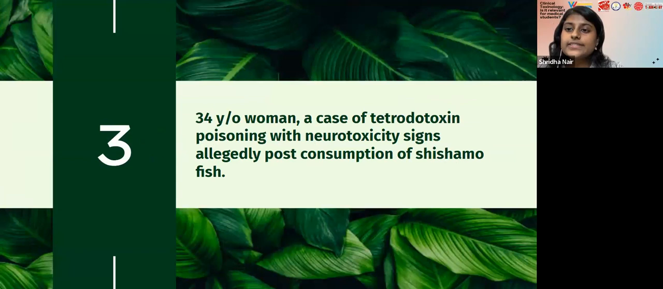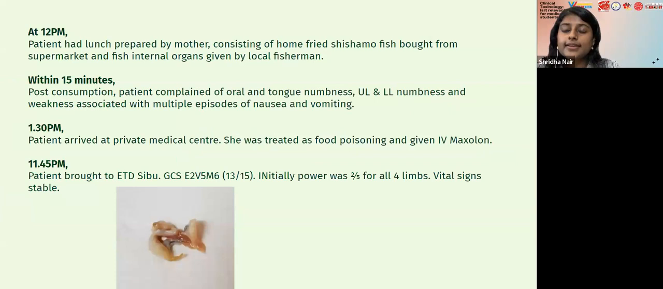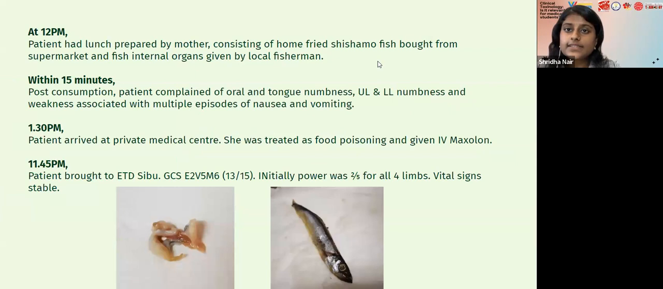Right, so this is a case regarding a 34-year-old woman, a case of tetrodotoxin poisoning with neurotoxicity signs, allegedly post-consumption of shishamo fish. This happened in Cebu, Sarawak, earlier this year. At 12 p.m., the patient had lunch, which was prepared by her mother, consisting of a home fried shishamo fish.